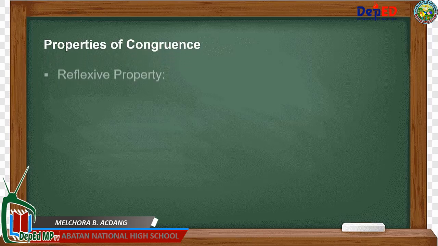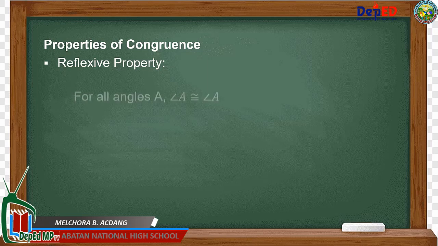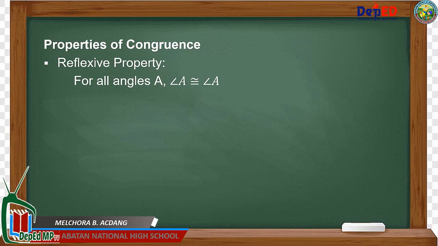You have also learned about the properties of congruence. So first property is reflexive property. For all angles A, angle A is congruent to angle A. This means that an angle is congruent to itself.